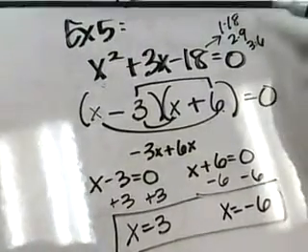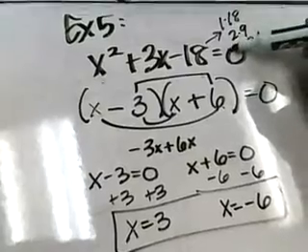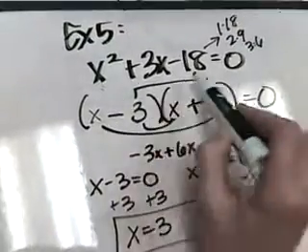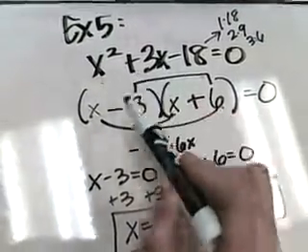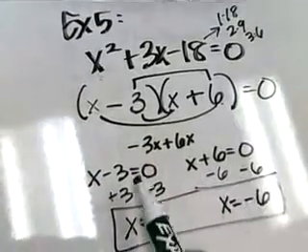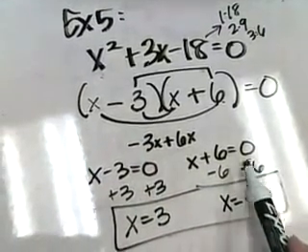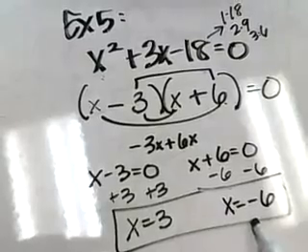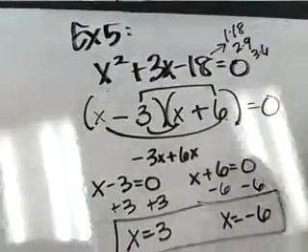Okay, so we'll say that again. Make sure it's equal to 0. Factor the one side, then take their sets, set them equal to 0, and get x by itself. So let's try that on part B.